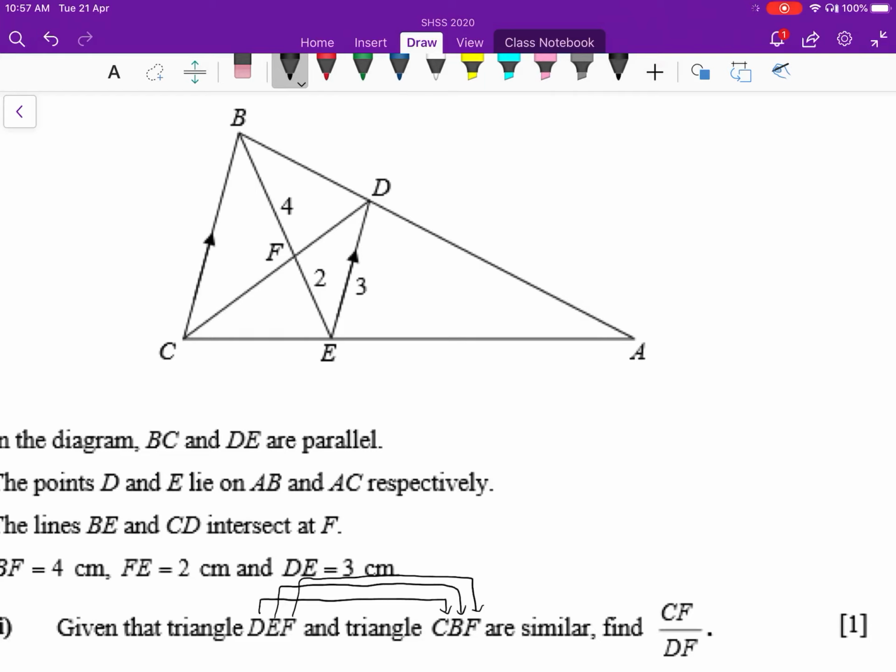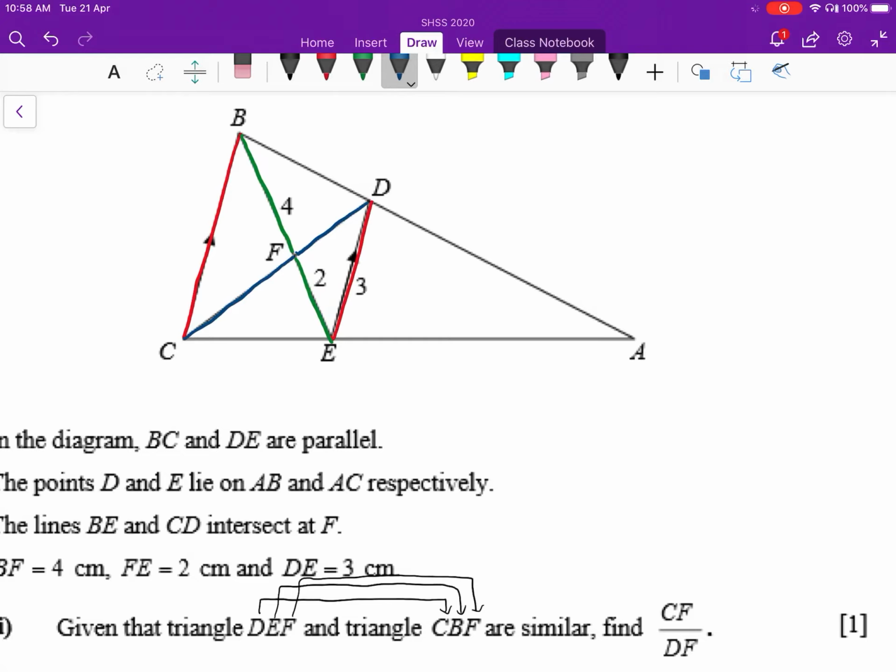DE corresponds to CB, which is these two lines. EF corresponds to BF. I'm going to use a green color marker. EF is the same side as BF. And the last side, obviously, is DF and CF. So these are the sides that correspond.